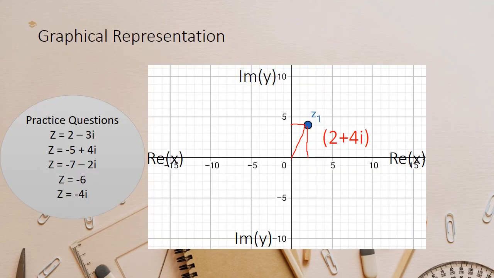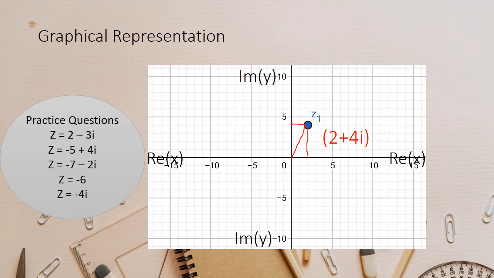Now, the graphical representation of complex numbers. So we have over here 2 plus 4 iota, and as we all know, 2 is basically our real part and 4 iota is our imaginary part. So the real part is basically the x-axis and the imaginary part is basically the y-axis. So 2 is marked over here, and 4 is marked from over here, representing the equation 2 plus 4 iota, representing this complex number.